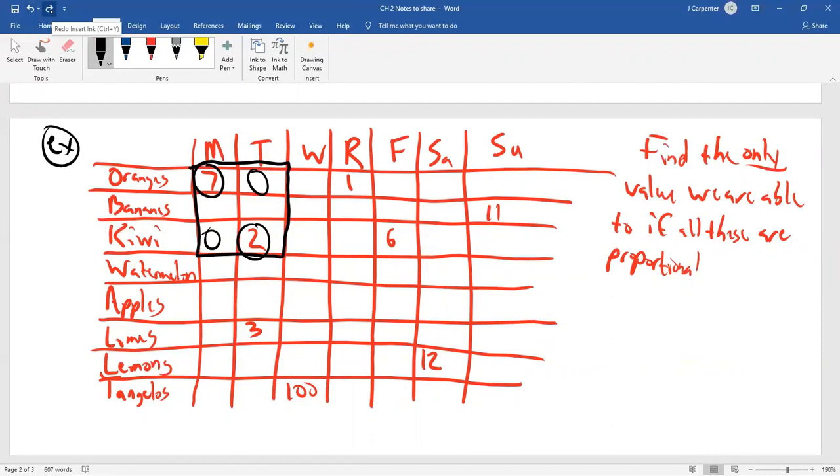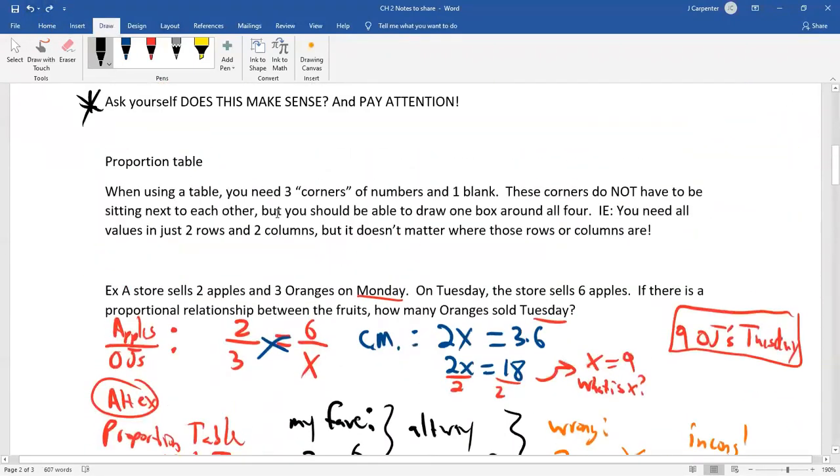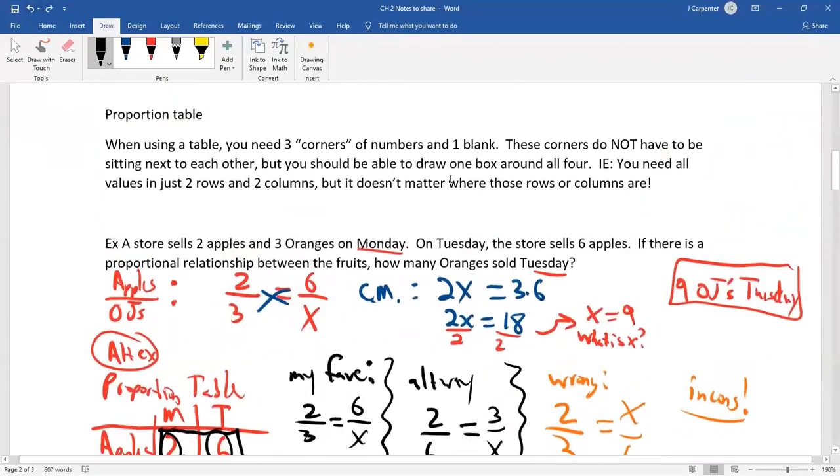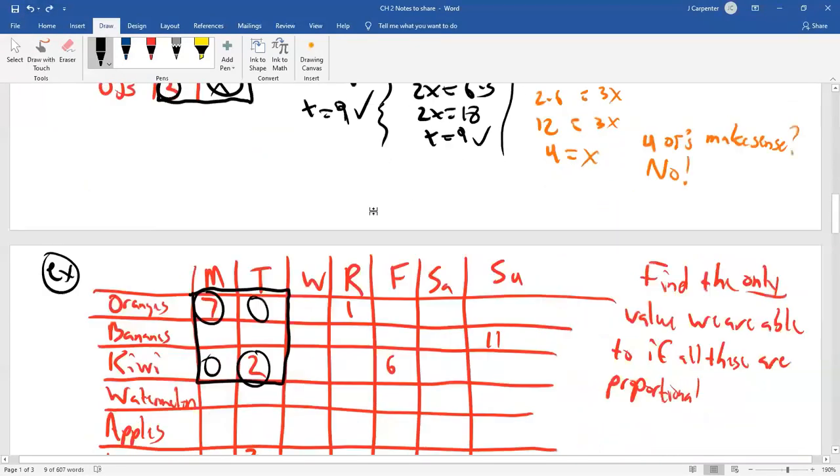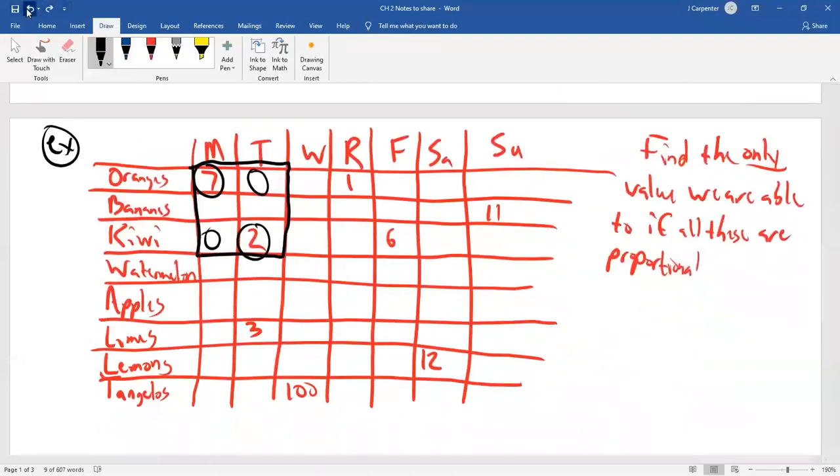If we wrote this out as a fraction, 7 over x equals y over 2, because these 2 things are different, you can't make them the same variable, that would not be a solvable equation that would give us a value. That's why it's important that when we draw that box, 3 of the corners need numbers and 1 of them needs to be blank. So that box fails.